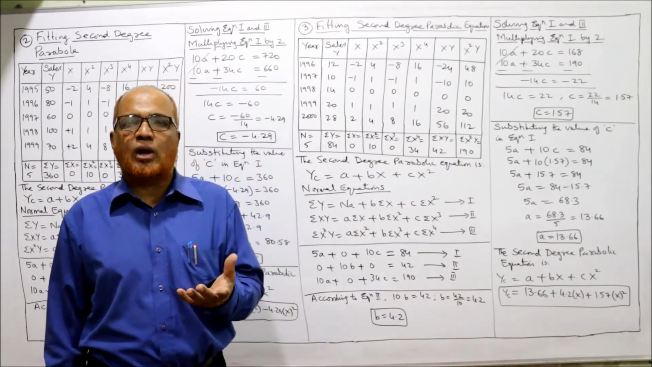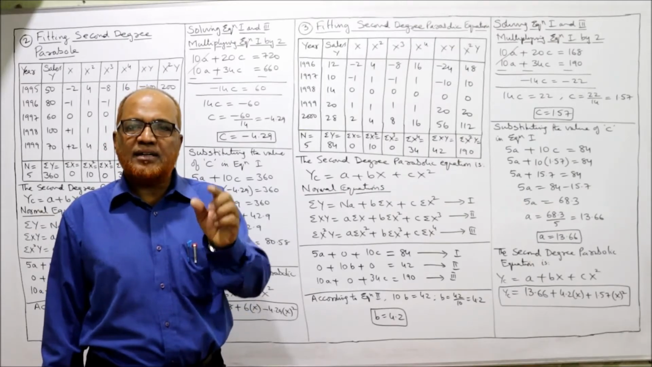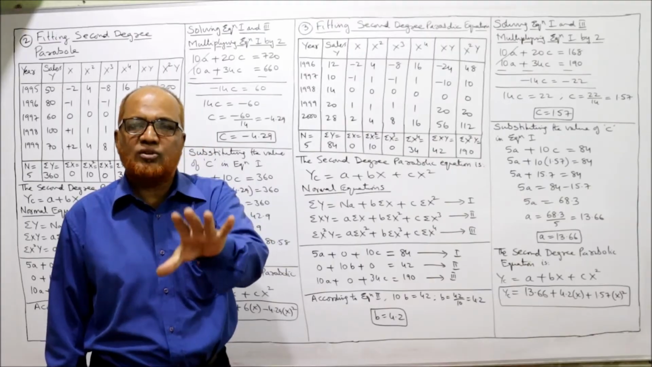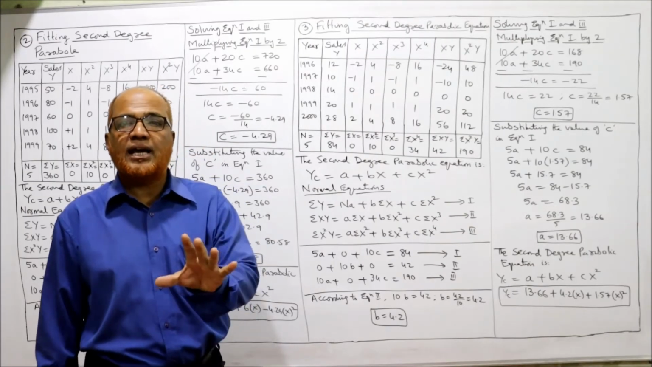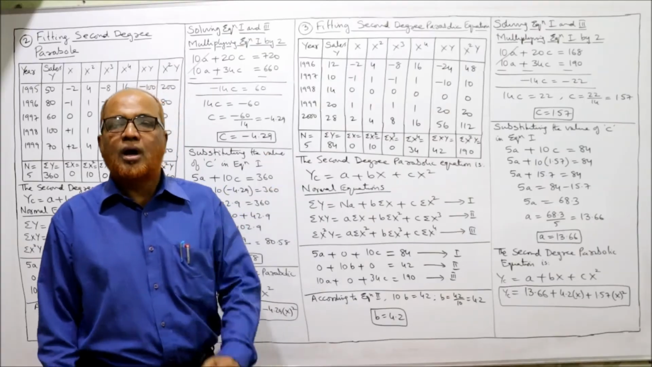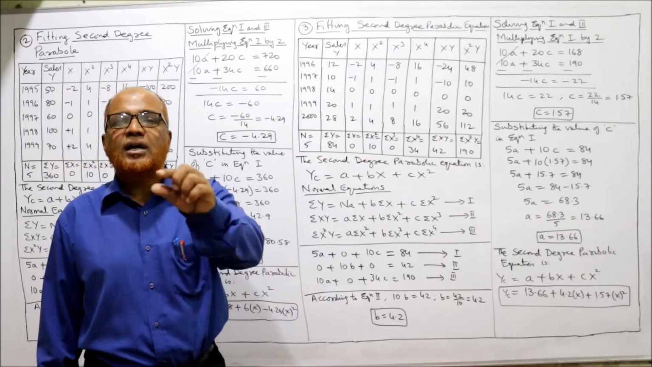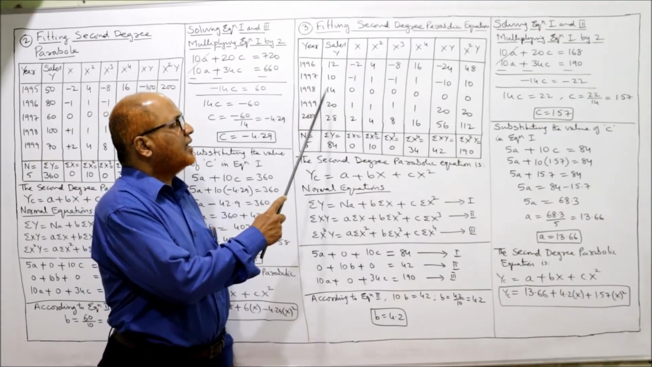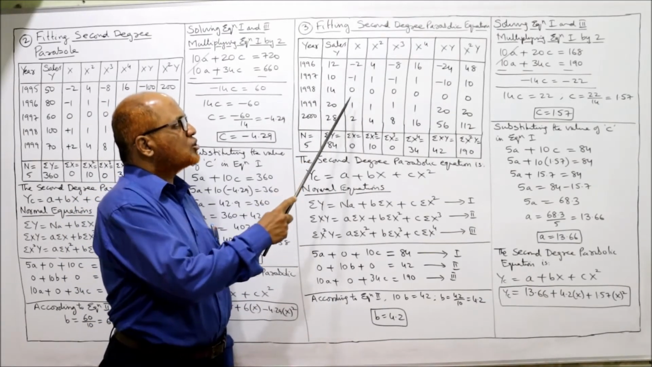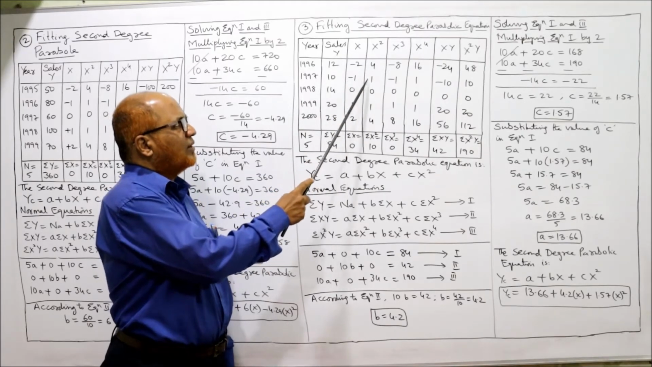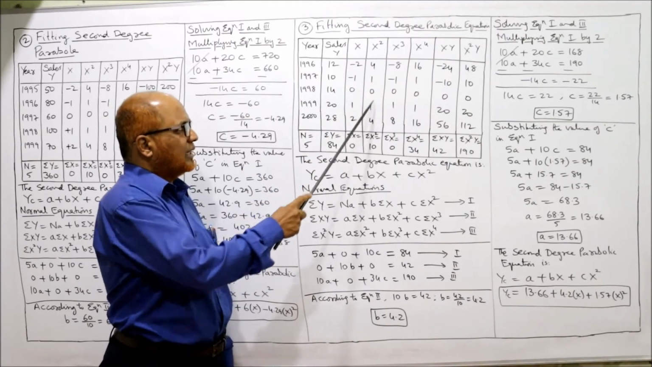We have to make X column in such a way that summation X must be equal to 0. In that case, our calculation will get reduced. That's the advantage if we are capable of making summation X equal to 0. How to make summation X equal to 0? Take the middle year as 0. Middle year is 1998, take it 0. Minus 1, minus 2, plus 1, plus 2. Summation X 0. X square, 2 2s are 4, 1 1s are 1, 0, 1, 4, total 10.